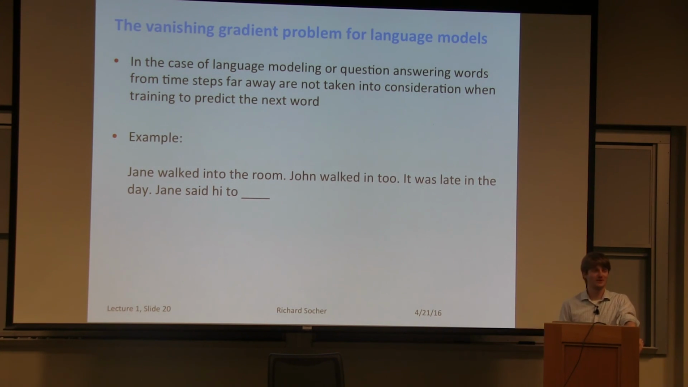Now, in practice, it doesn't really. But here we see the problem of why we might want Jane and John here to modify over 1, 2, 3, 4, 5, 6, and so on time steps to try to help us predict the next word.